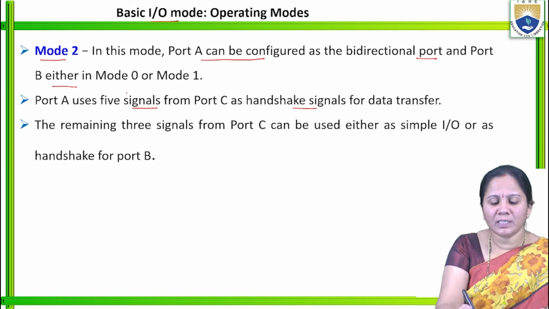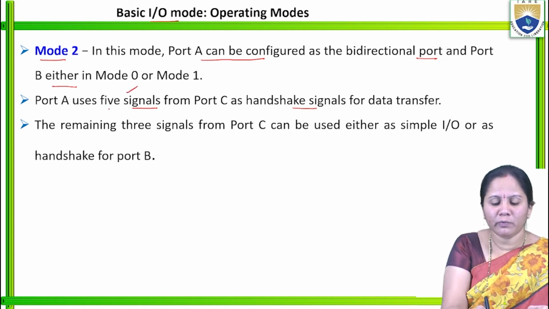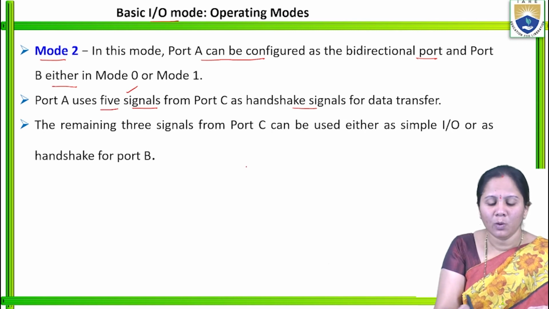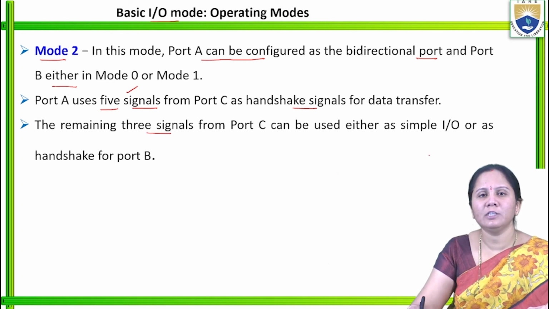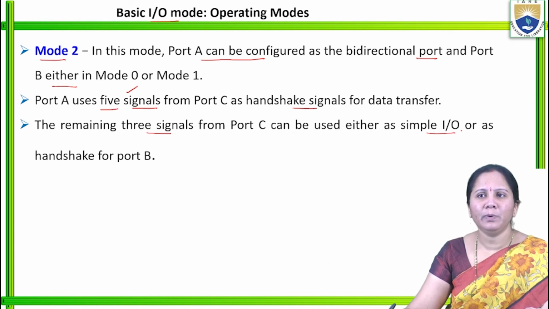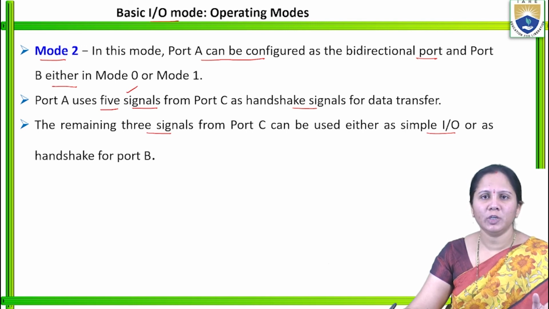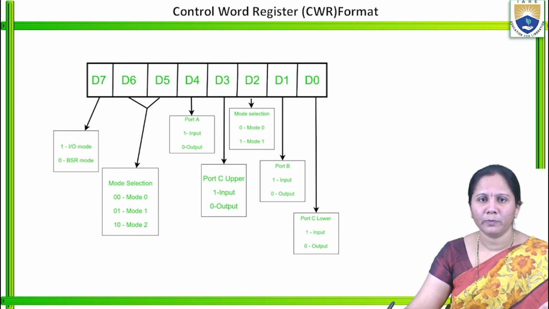Here only 5 signals will be used, but port C is 8-bit. So 5 signals will be used for handshaking. What about the remaining 3 signals? The remaining 3 signals of port C will be used either as a simple input port or output port, or they may also be used as another 3 handshaking signals for port B. So these are the 3 operating modes of basic IO mode.